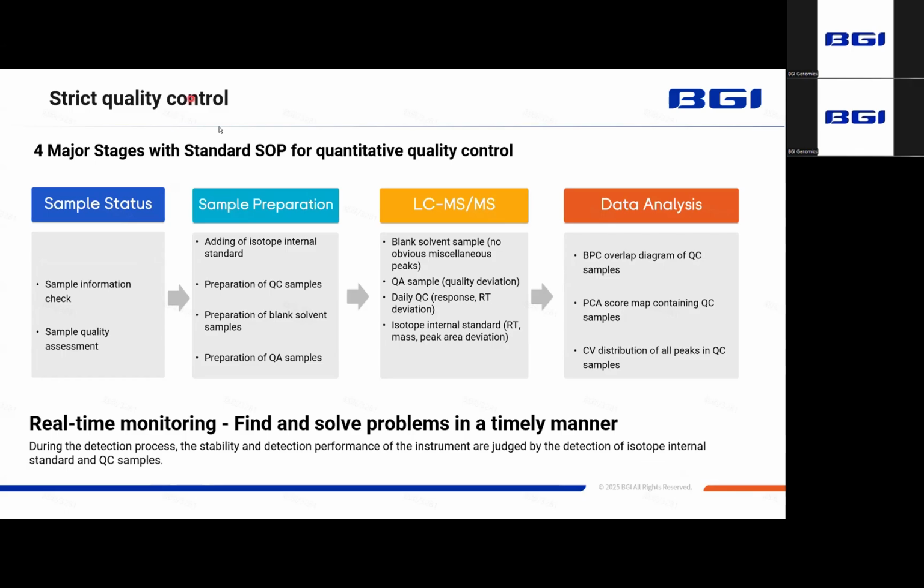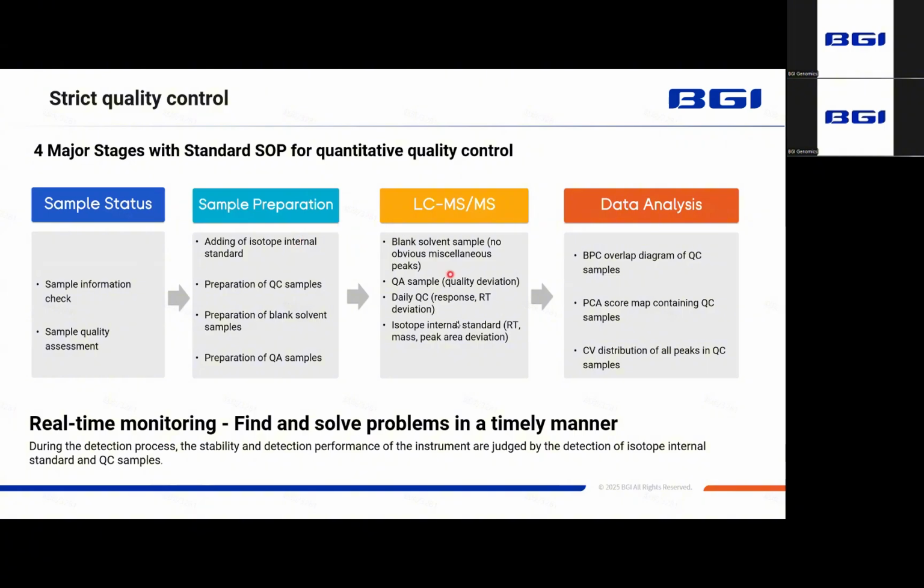Then during the sample preparation, we will prepare both QC and QA samples. The QC sample is to ensure that the instruments are running stably. The QA samples are prepared using samples of our own lab, and they are mainly dedicated to ensuring that the technical operations are correct during the workflow. And then after we prepare these QC and QA samples, we will run them together with the real samples.